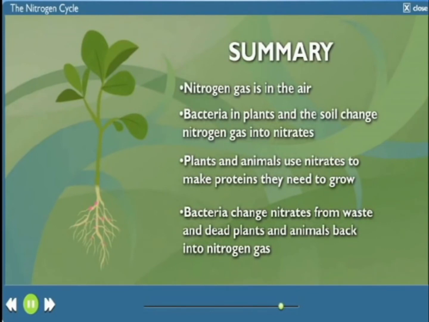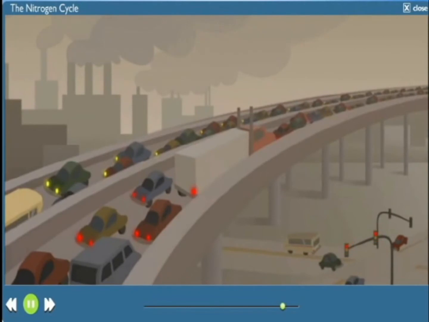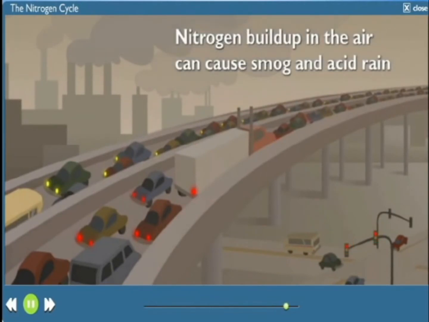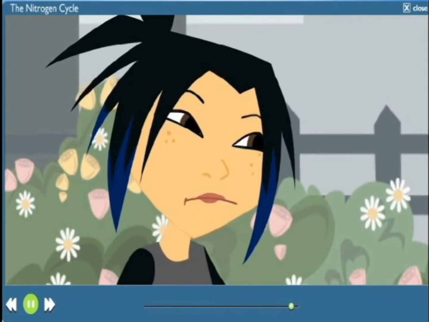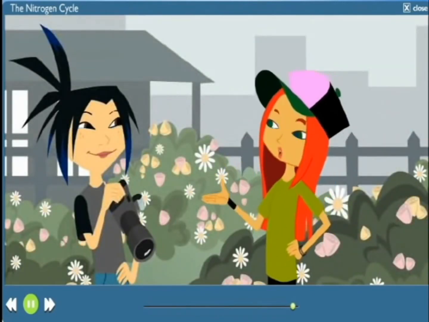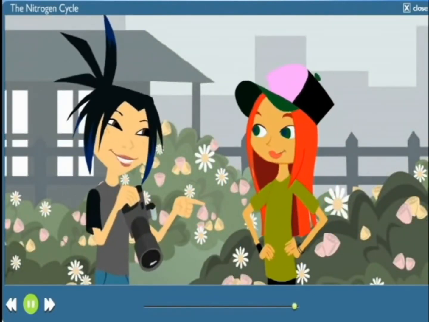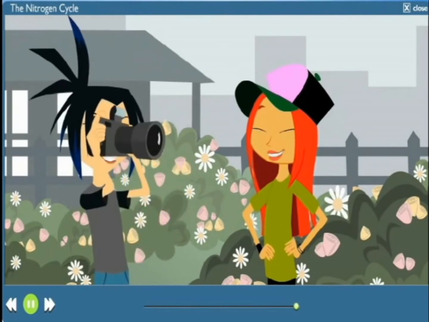Perfect! But what's not so perfect is that people are doing things that upset the cycle, like driving too many cars. That builds up nitrogen in the air and can cause smog or acid rain. Kinda scary since we're breathing that air. Can we help? Well, we can start by riding our bikes more. Now that's what I call getting to the root of the problem. I'm with you all the way.